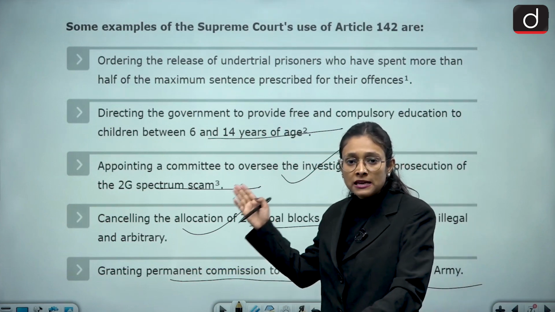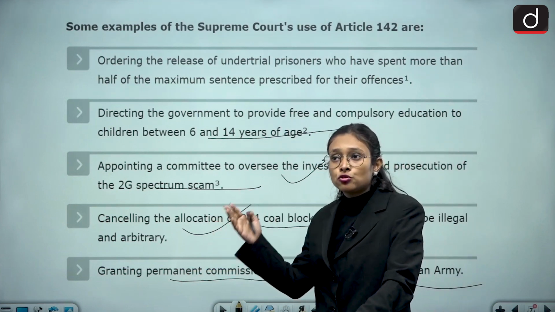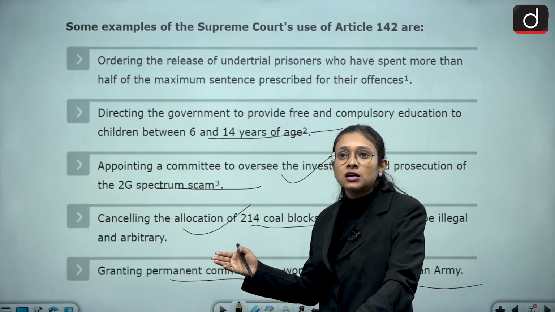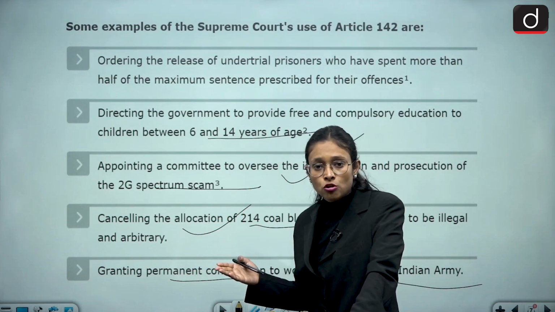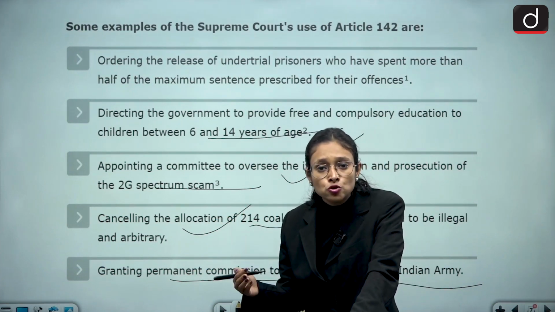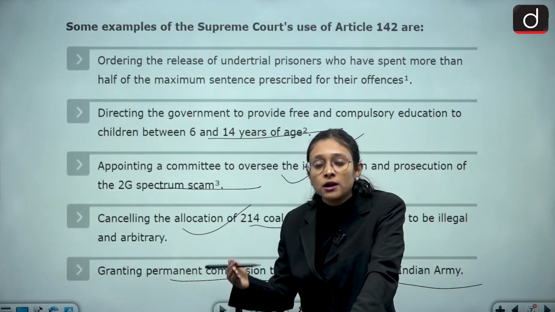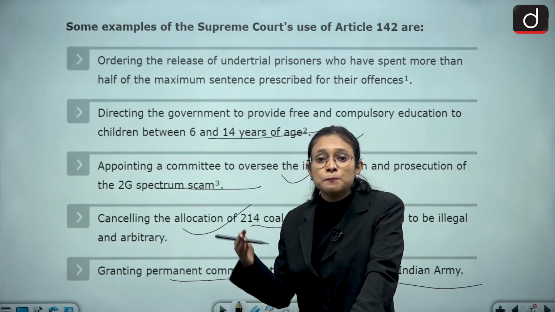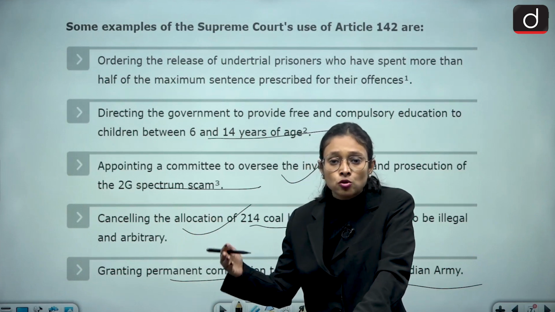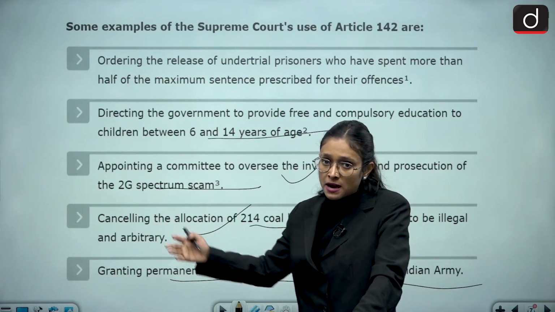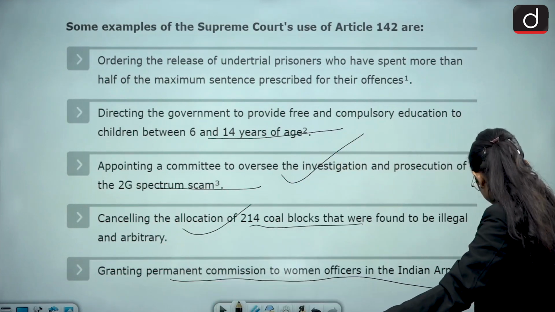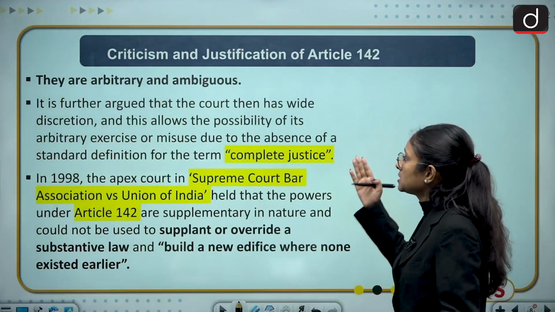So these are the notable examples we have seen through which the Supreme Court exercised power under Article 142 of the Indian Constitution, because the statutes and laws were not working properly and they were unable to provide complete justice to the people. So the court had to intervene in this matter. Moving to another one. Another slide is about criticism and justification.